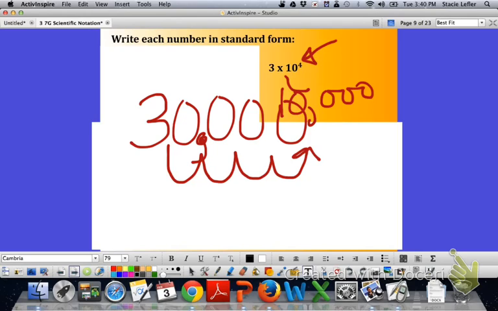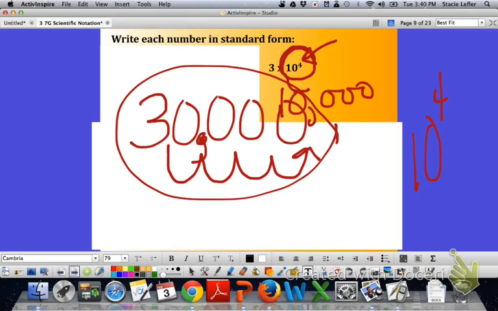So we have to make sure this makes sense. Taking a small number like 3 times a power of 10, 10 to the fourth is a big number, our number better get bigger. And it did. 3 went from 3 to 30,000.